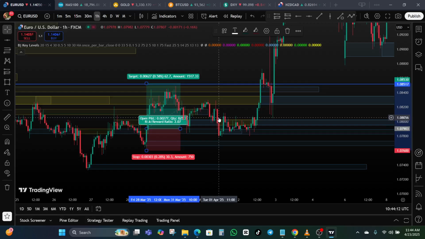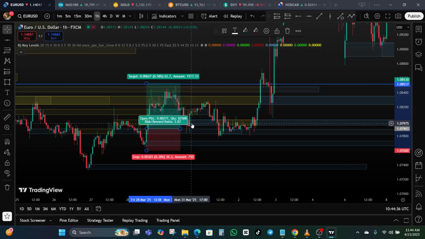But make sure that the market is trending for you to get a good risk to reward ratio, because in a ranging market sometimes you might have a poor risk to reward ratio. So ensure that the market is trending. If you want to trade in a ranging market, then you have to be really careful.